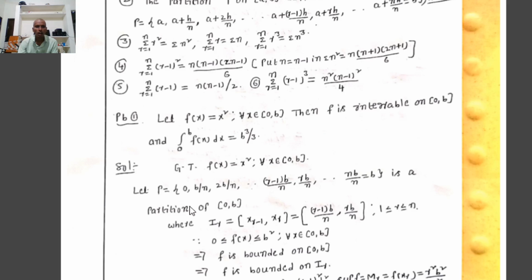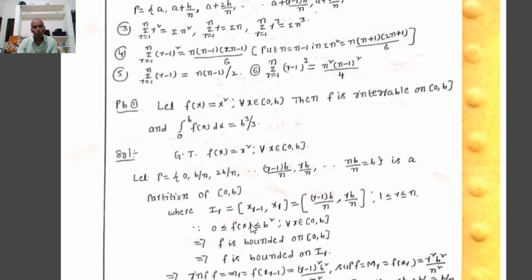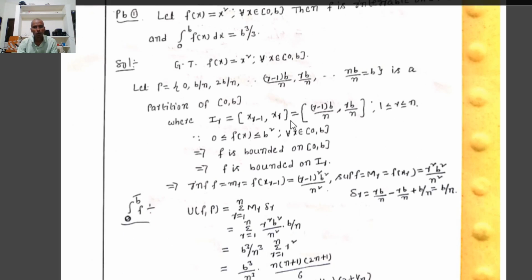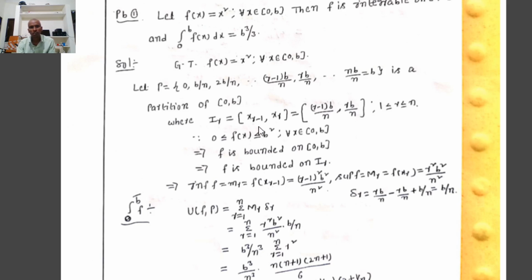Therefore, the rth subinterval I_r = [x_{r−1}, x_r], where x_{r−1} = (r−1)b/n and x_r = rb/n, such that 1 ≤ r ≤ n. It is the partition P where the rth subinterval I_r = [x_{r−1}, x_r] = [(r−1)b/n, rb/n].